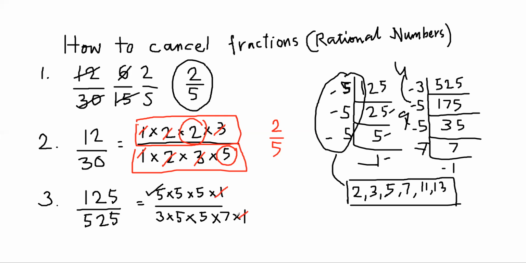1 and 1 we can cancel. 5 and 5. 5 and 5. That's all. So now you'll have 5 upon 3 multiplied by 7. So 21. So this is the lowest possible ratio. You cannot have anything more, there is nothing common between 5 and 21. So this is how you do this.